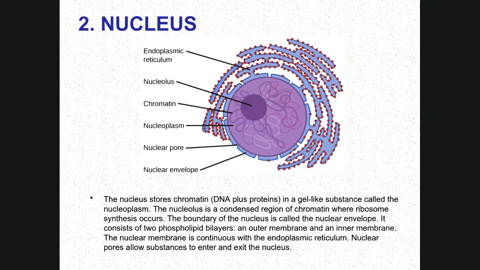And the chromatin, what is it? The chromatin is actually DNA plus protein, a lot of proteins. We call it chromatin. It's filamentous DNA, chromosome plus protein. We call it chromatin.